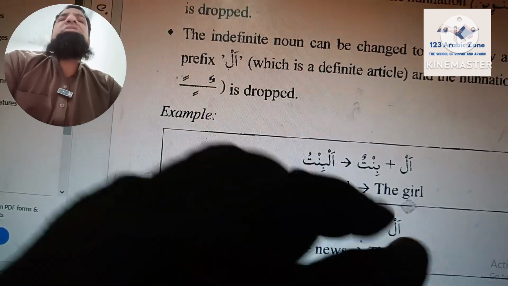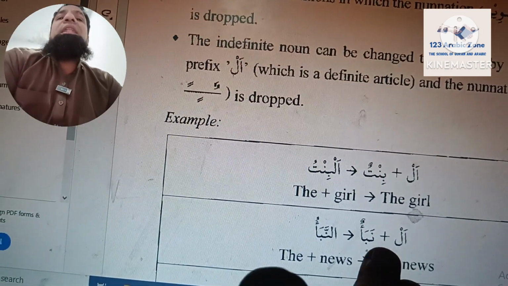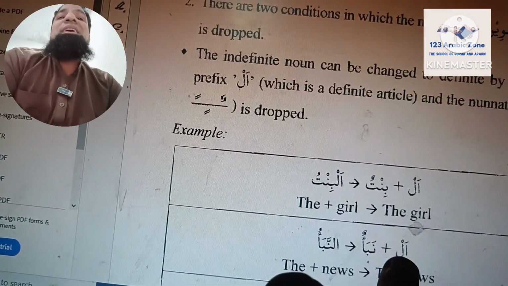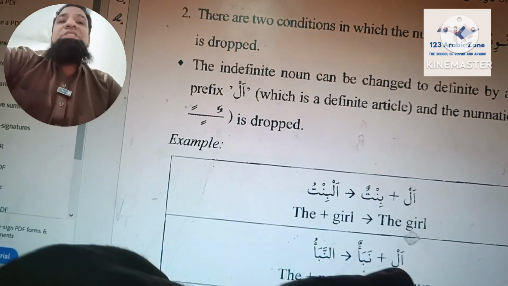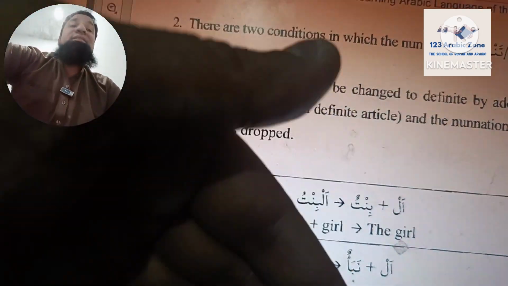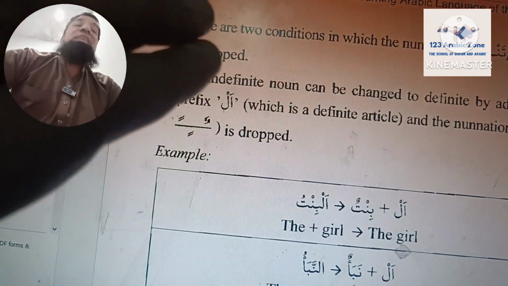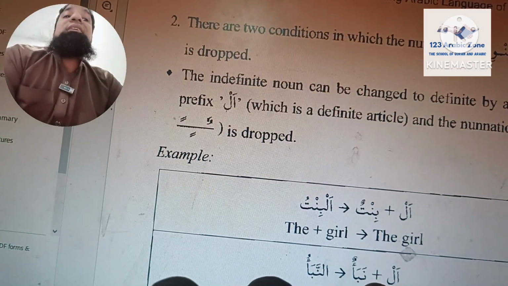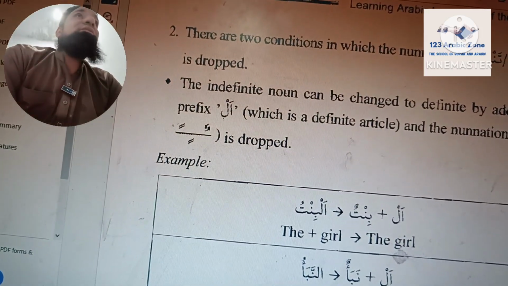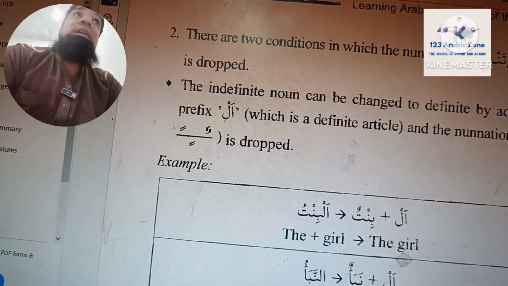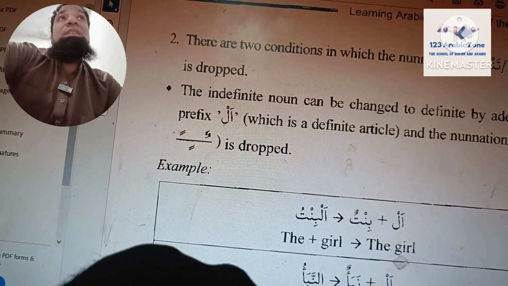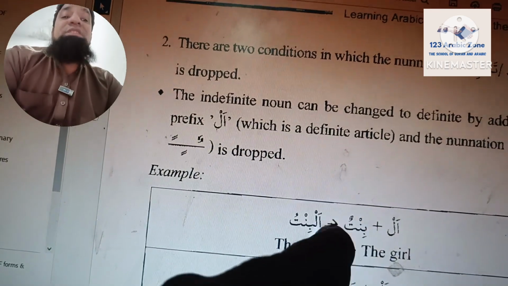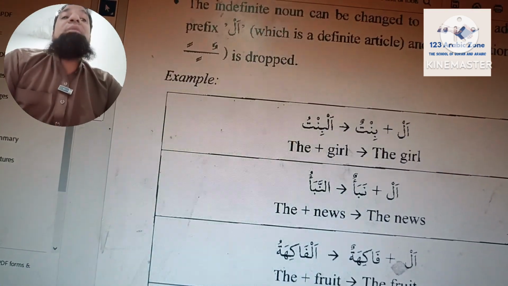Naba'un means news. Al-naba'u, an-naba'u. Inshallah, you will see after this lesson moon letters and sun letters. In those lectures you will see where we will read the lam, or where we will silence this lam. An-naba'u, al-bintu, al-fakihatu.